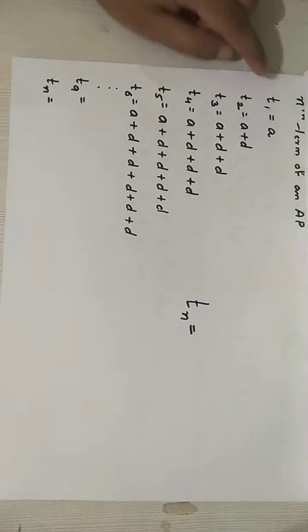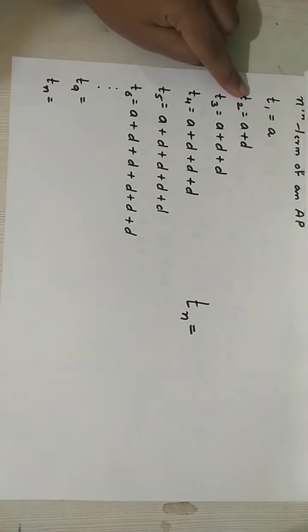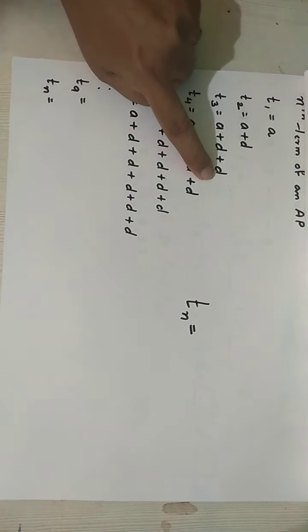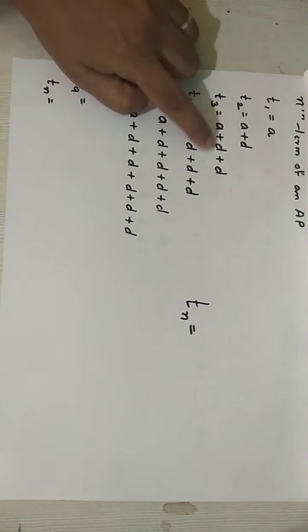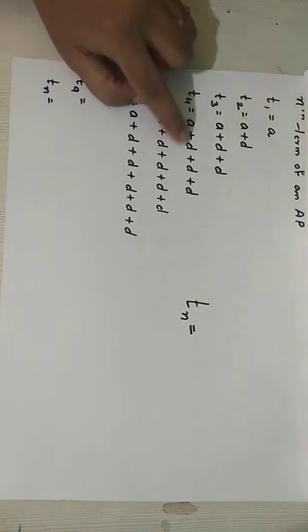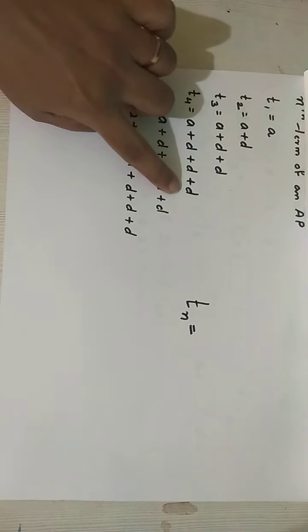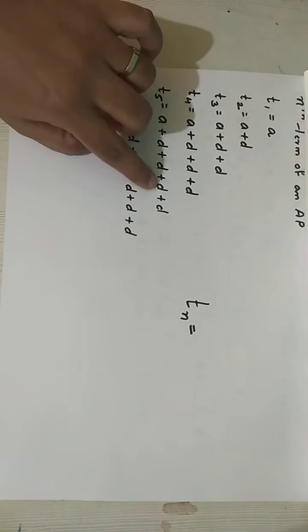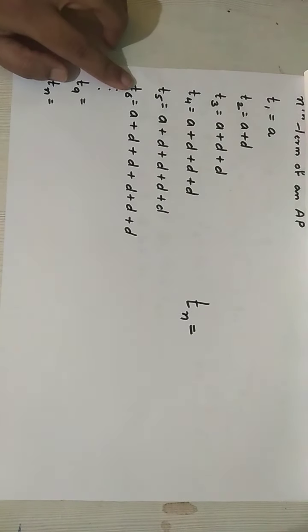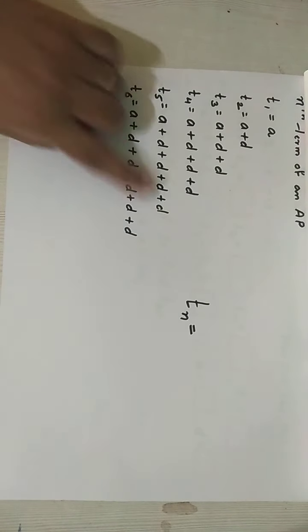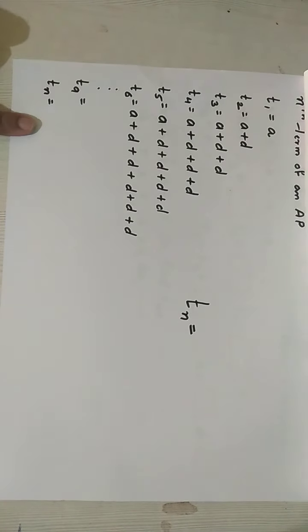If you observe clearly, T1 is the first term, T2 will be first term plus D, T3 will be the second term plus D, T4 will be the third term, that is this full thing, one more time plus D, T5 will be this fourth term, that is this full thing, added with one more D. T6 will be the fifth term, that is A plus D plus D plus D plus D added with one more D, and so on. So on you can keep writing.